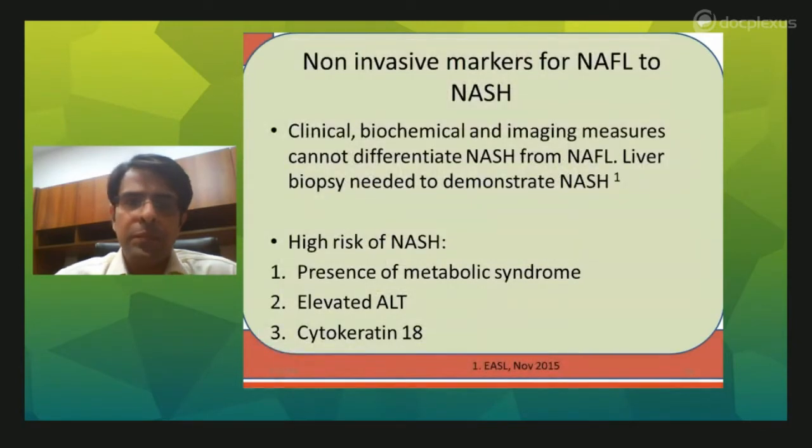So how can we distinguish between NAFL and NASH? This is the most important thing that we need to understand. If AST and ALT levels are high, then you know that probably this is NASH. But if they are normal, it doesn't rule out NASH. So which patients are at high risk of NASH? Presence of metabolic syndrome, elevated ALT, and elevated cytokeratin 18. These patients are at high risk of having NASH.